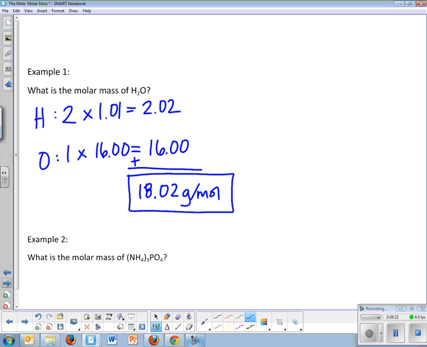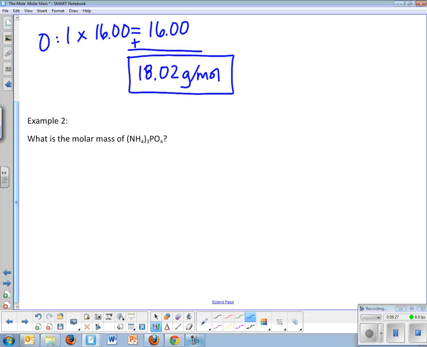Let's do one more with parentheses. So here I have (NH4)3PO4, NH4 taken 3 times, PO4. So I'm going to list my elements. I have nitrogen. I have hydrogen. I have phosphorus. And I have oxygen. Okay, nitrogen. There's 1 in the parentheses and a 3 outside, so I have 3 total. Hydrogen, I have 4 in the parentheses, 3 outside, so 4 times 3 is 12. Phosphorus, I just have 1, and oxygen, I just have 4.